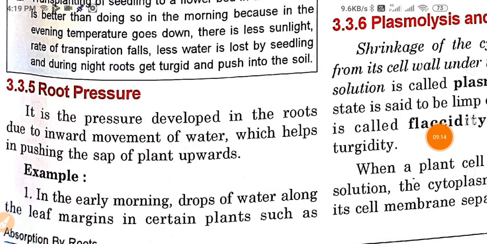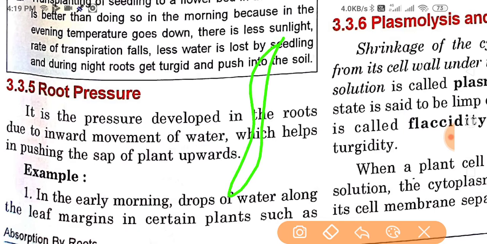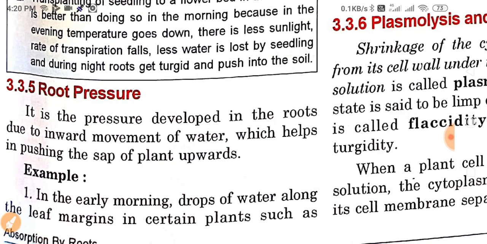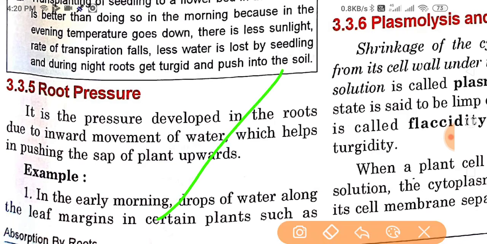Next topic is root pressure. Root pressure is the pressure that develops in the roots due to inward movement of water. Suppose this is a root and water goes inside it, and it feels some pressure, that is known as root pressure. What is the benefit of that? It helps in pushing the sap of the plant upwards. That's why water goes upward.